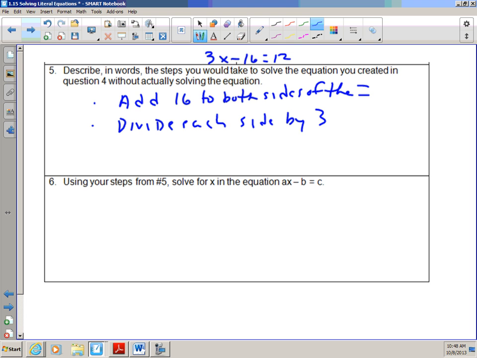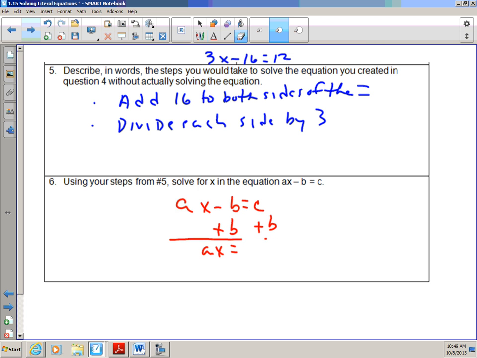Okay? The whole point of that exercise is to get you to see that if you are then asked to solve an equation that does not have any numerical representations or has many different variables, you're going to follow the same steps. So hopefully you would recognize that I'm trying to isolate the x here, so that in order to do so, I would add b to both sides. So I would get ax equals c plus b.